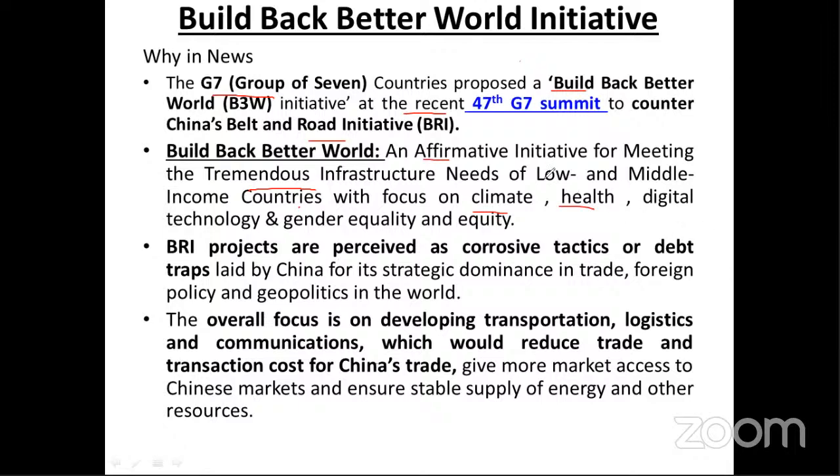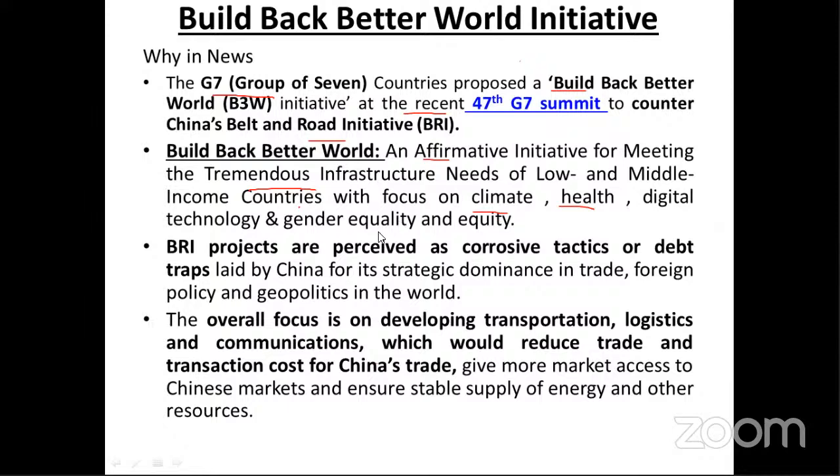Yes, I will talk about which countries are part of the G7. Whenever you read anything about G7 or this type of group, you should know the history of the G7. I will show you the countries who are members of the G7. First, you have to understand that the Build Back Better World initiative was started by G7 countries, and the purpose is infrastructure development in low and middle income countries, along with a focus on climate, health, digital technology, and gender equality and equity.